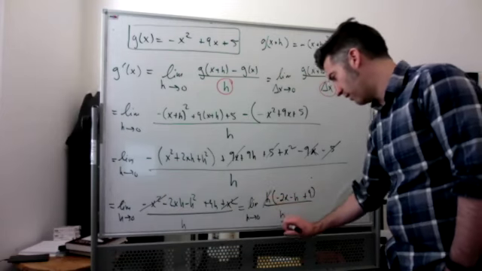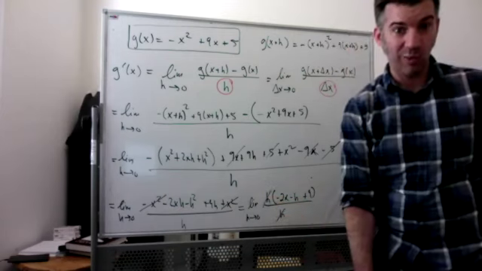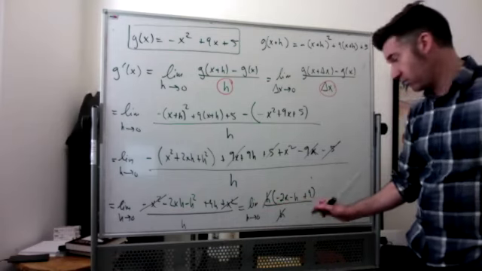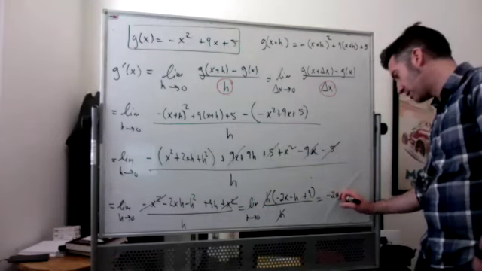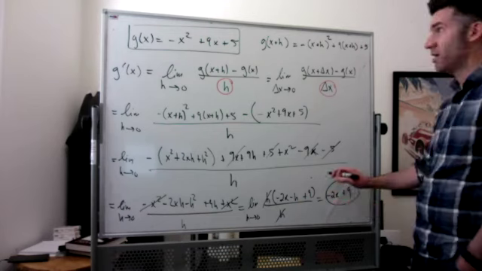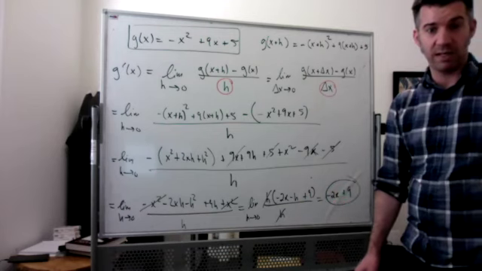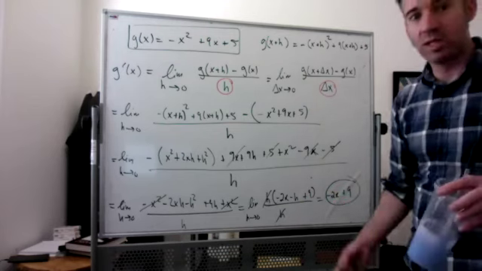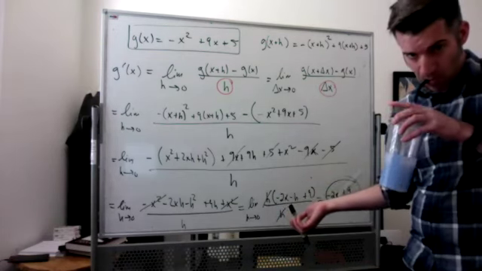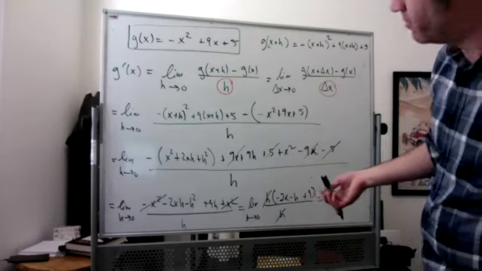Then this h divided by that h is 1. And then I can take the limit as the rest of the h's go to 0. So I get negative 2x minus 0 plus 9. And that's my derivative, negative 2x plus 9. Which is what we would have gotten using the power rule, but this is what they asked us to do.